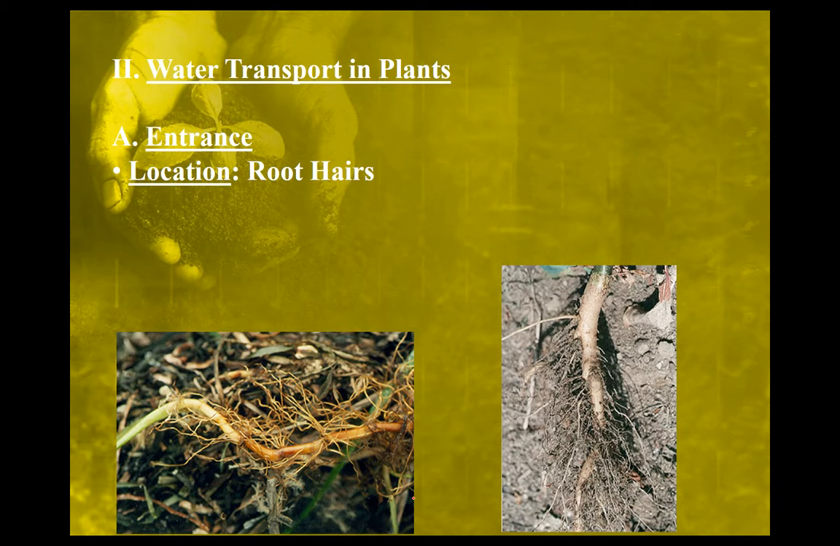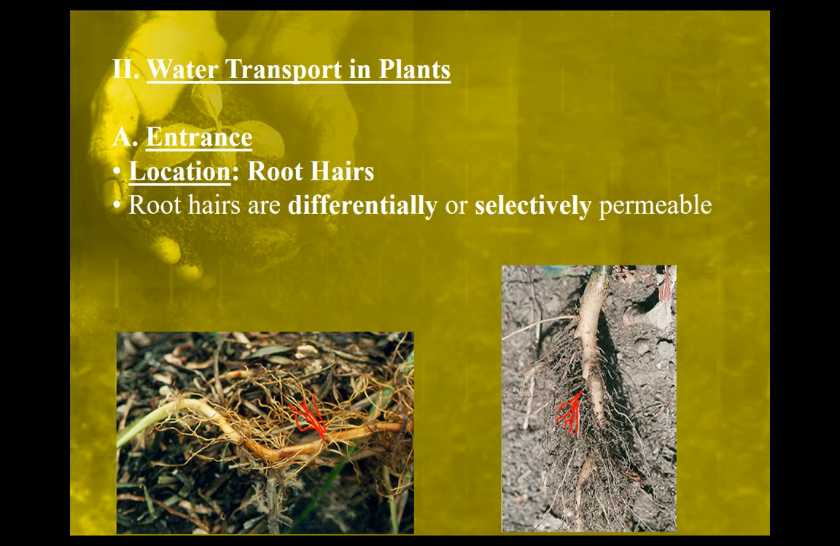If you've ever dug up a plant, you've probably noticed that there's a bunch of little tiny tangles off of the main stem. It's like these little tiny hairs. Same here. You've got a bunch of very, very tiny hairs. Those are what we call root hairs. Root hairs are what we refer to as being differentially or selectively permeable. What that means is they only allow certain materials to enter.